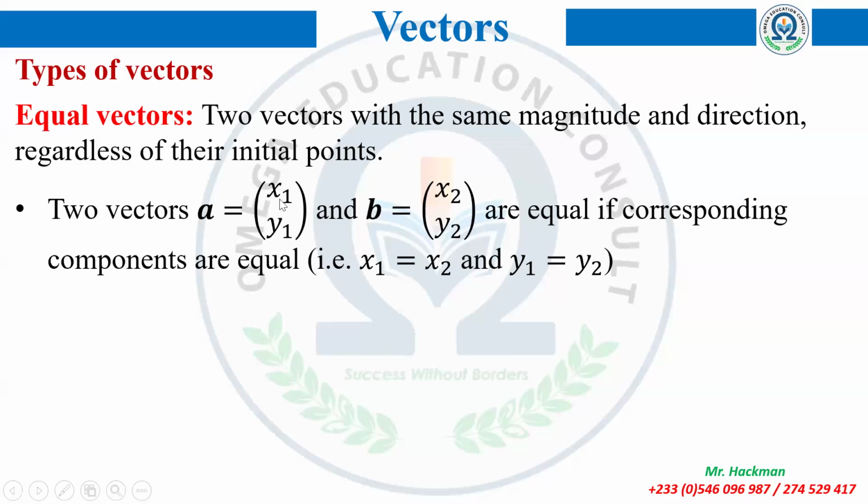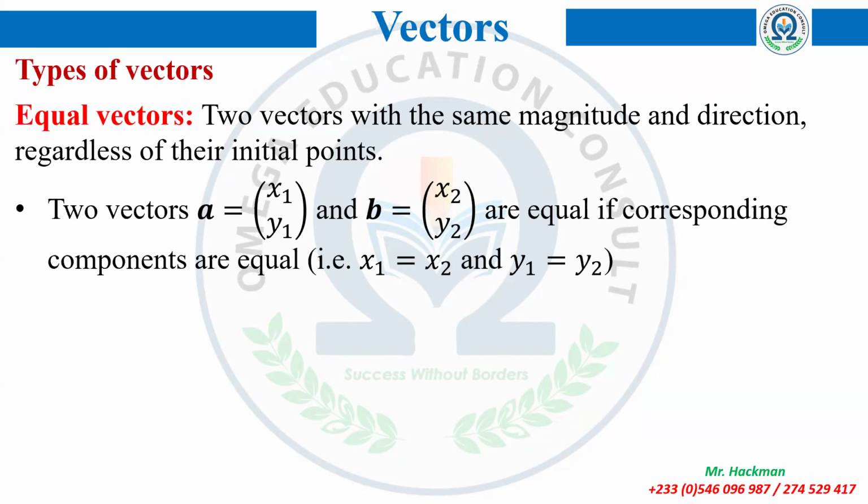So this vector, its x component is x sub 1. This one, its x component is x sub 2. So for them to be equal, x sub 1 should be equal to x sub 2, and y sub 1 should be equal to y sub 2. So the corresponding components must be equal before you can say that they are equal.